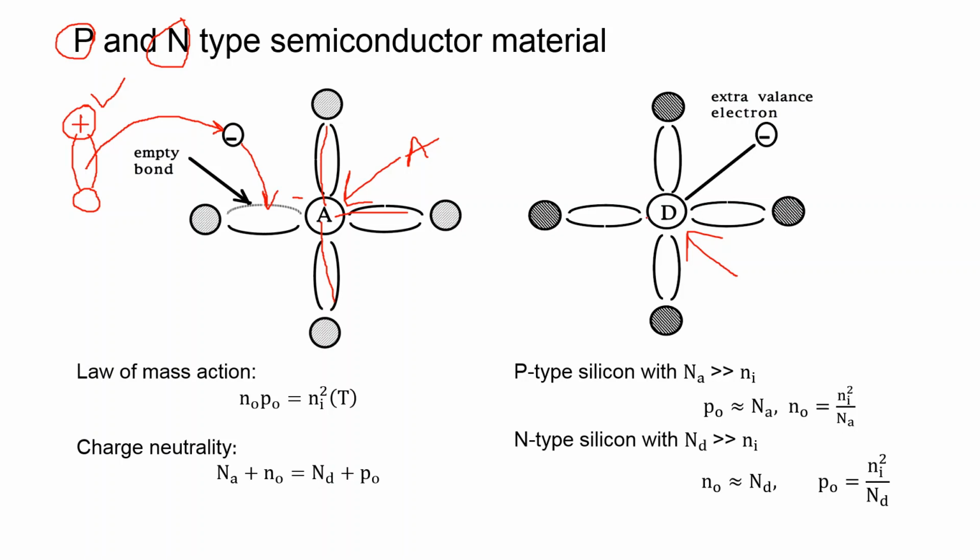Similar is the case when we add a pentavalent atom in the silicon lattice. This is known as the donor atom. It has 5 electrons in its valence shell. With 4 of the silicon atoms it will make bonds, and the fifth electron is liberated and is free to roam in the crystal lattice.